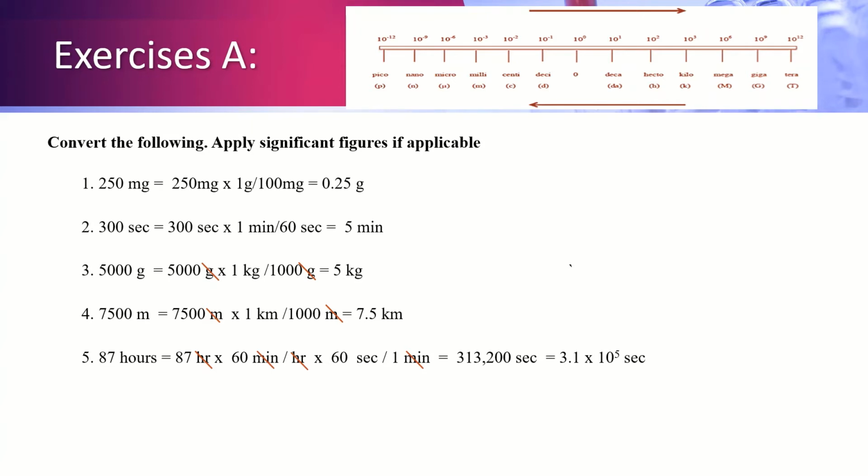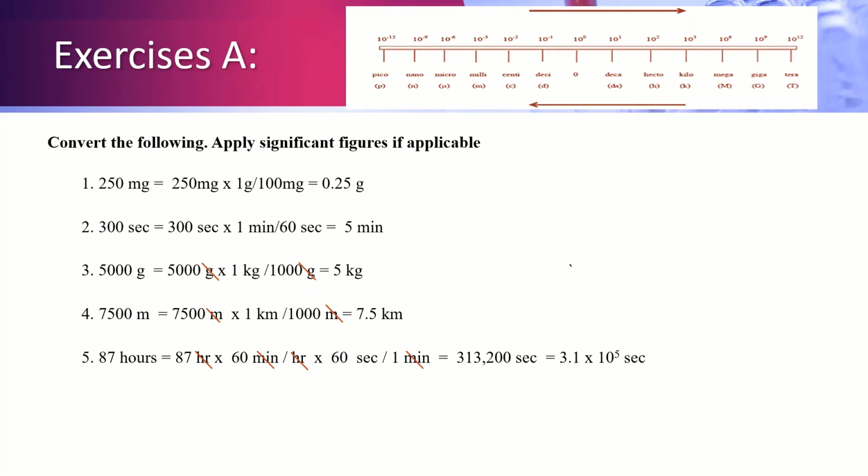Now for the fourth exercise, 7,500 meters, converting it to kilometers, you have 7,500 meters times 1 kilometer over 1,000 meters. You cancel meters, then you are left with 7,500 divided by 1,000. Your final answer is 7.5 kilometers. Now for the fifth exercise, 87 hours to seconds.